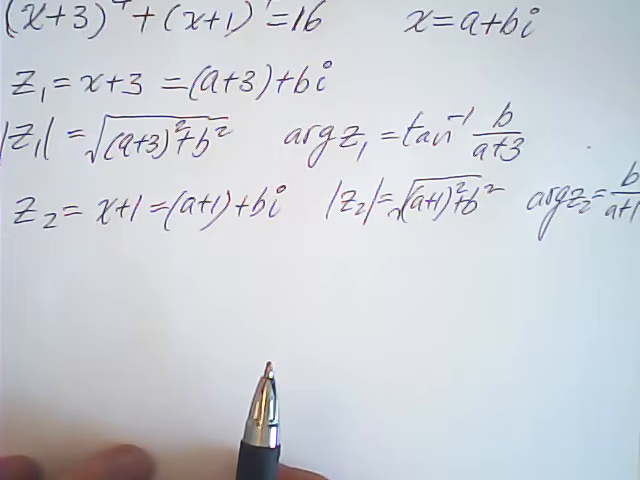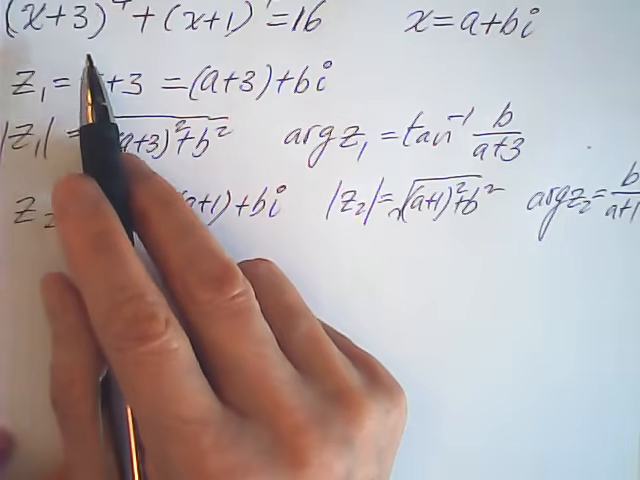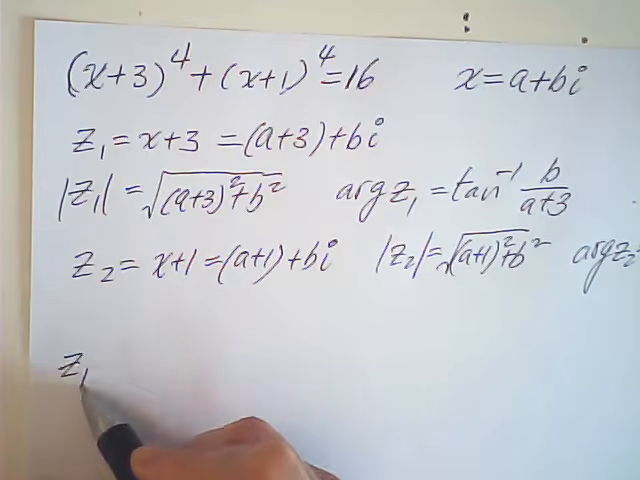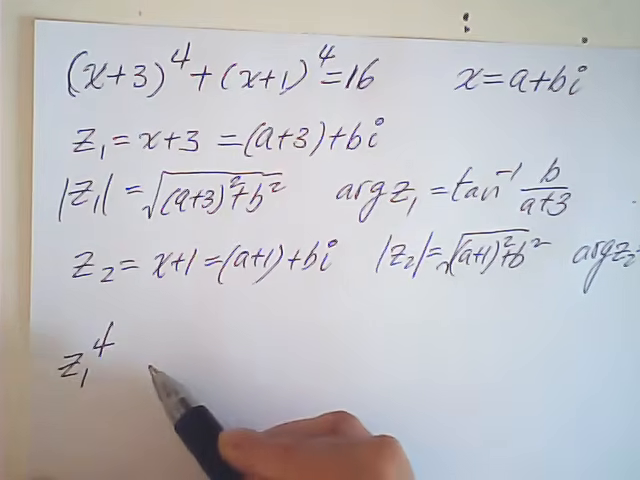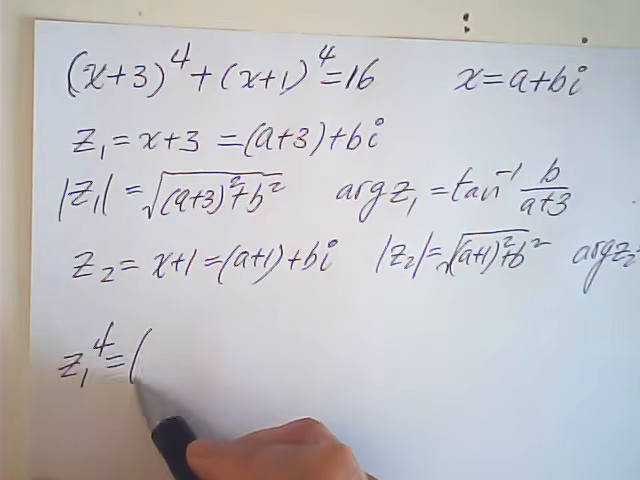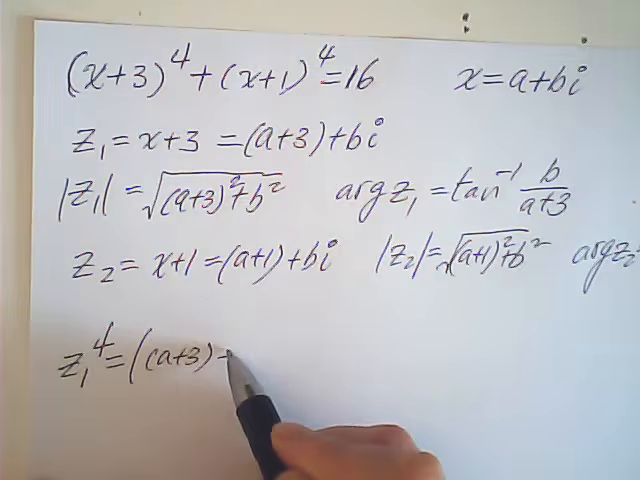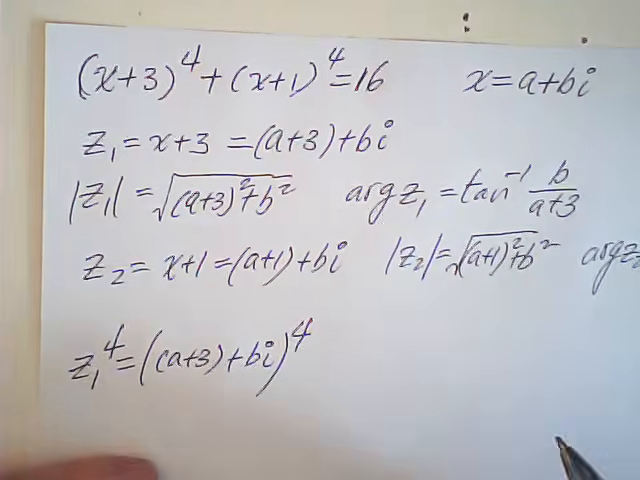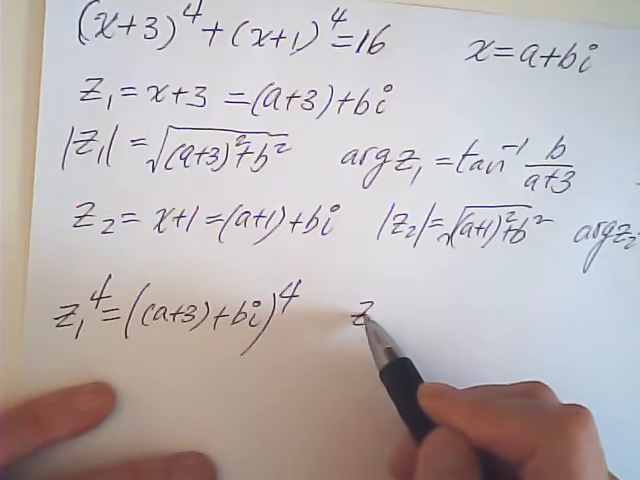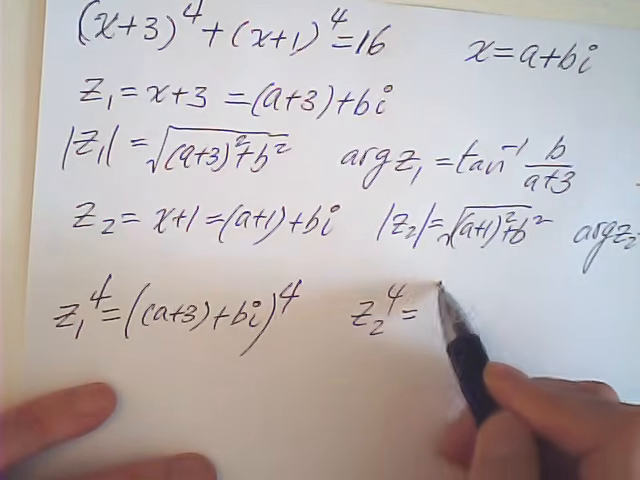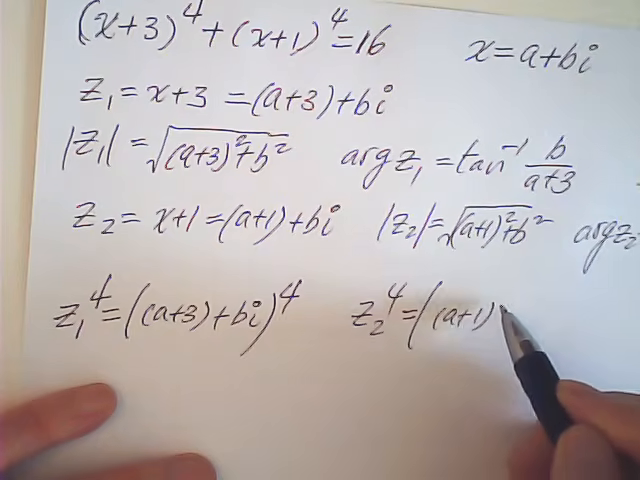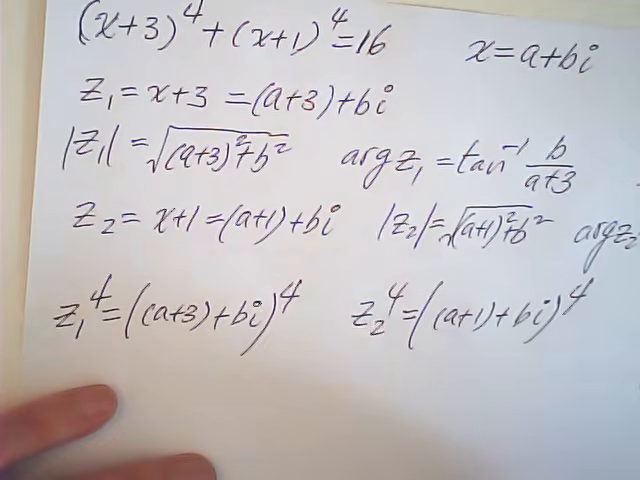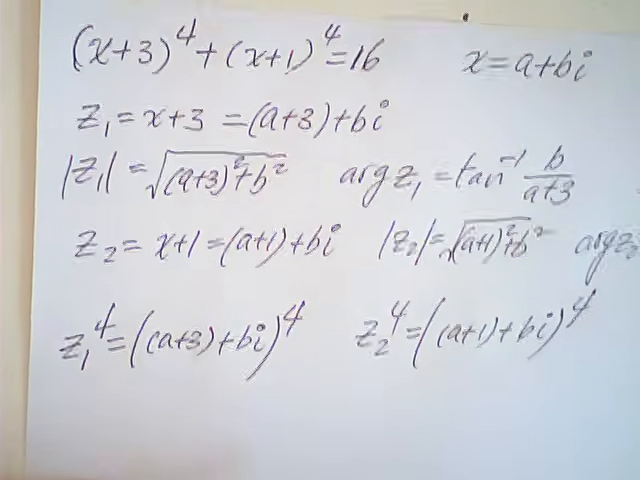Now, this is equal to z1 to the fourth power, which is equal to (a plus 3 plus bi) to the fourth. And z2 to the fourth is equal to (a plus 1 plus bi) to the fourth. Okay.